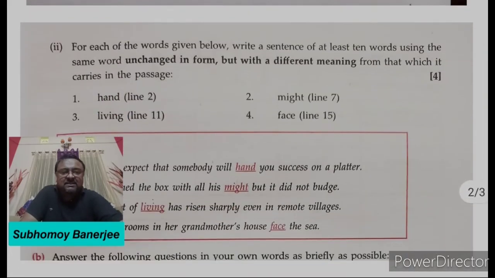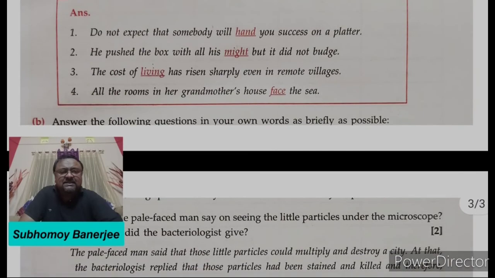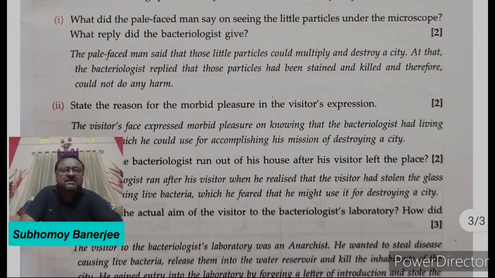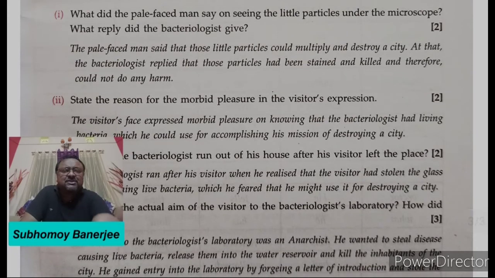And the second one, just now I explained that the words are taken from the passage, given in bold letters so that you can easily find them, plus line numbers are mentioned, and then you have to make sentences maintaining 3 conditions. So this is very, very vital. And then you have direct questions on the passage. See, the question is given: what did the pale-faced man say on seeing the little particles under the microscope? What reply did the bacteriologist give?